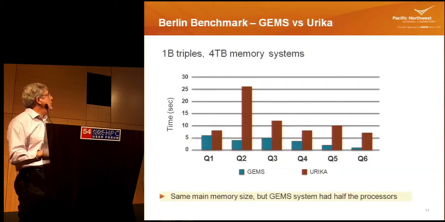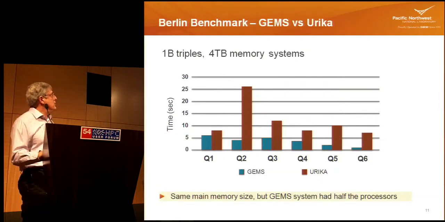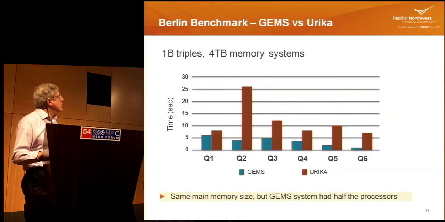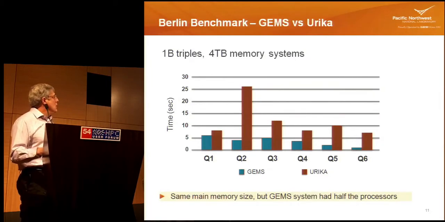Okay, so some performance numbers. This is from the Berlin benchmark. So this is GEMS versus Urika. This is on the 1 billion triples data set, so it requires about 4 terabytes of memory. And so we have a 4 terabyte 128 processor Urika at the lab. We use the Urika system there to run these. It's a little difficult when comparing with the XMT on what a processor to processor is. So we simply used a Linux-based system with the same size memory. So this is a 4 terabyte Linux system that we ran this on. It only had 64 processors rather than the 128 that Urika had.